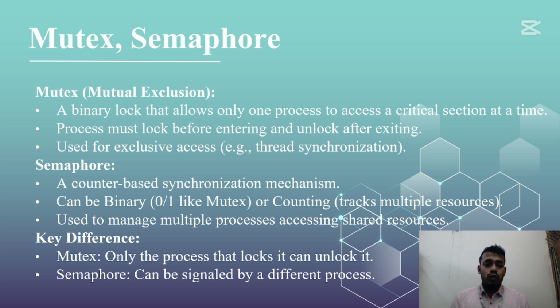Now, what is semaphore? A counter-based synchronization mechanism that can be binary, 0-1 like mutex, or counting, which tracks multiple resources. It is used to manage multiple processes accessing shared resources. Key difference: what is the key difference between mutex and semaphore? With mutex, only the process that locks it can unlock it, and a semaphore can be signaled by a different process.